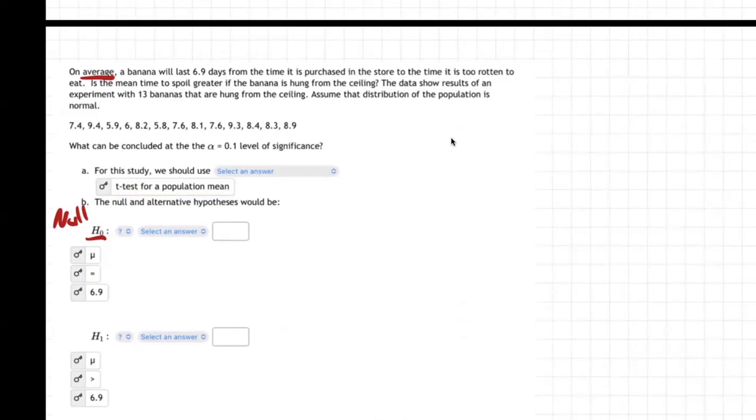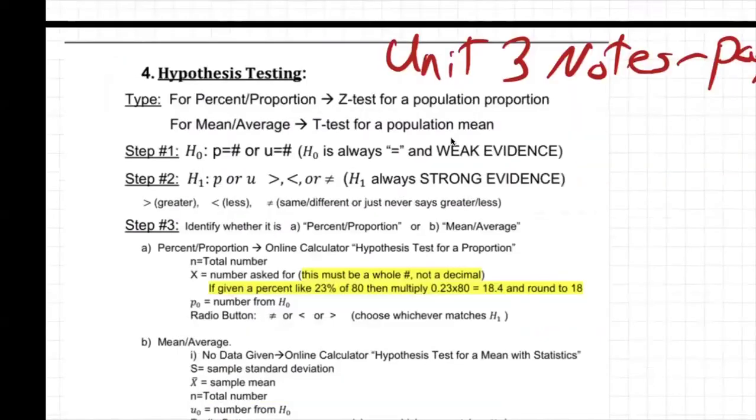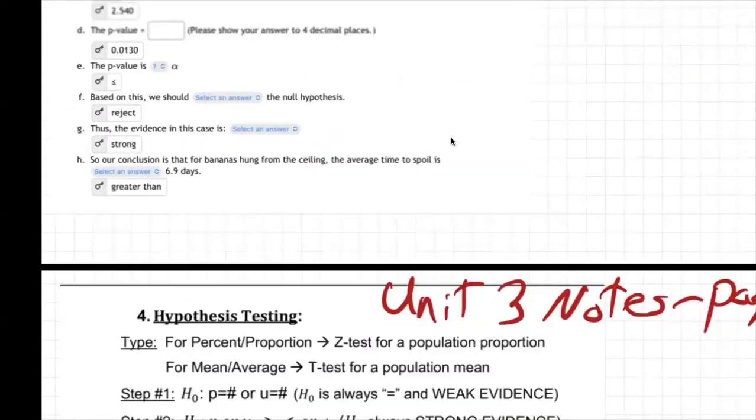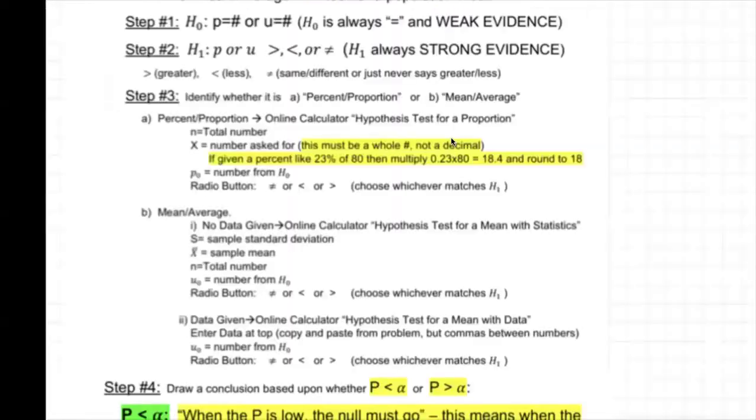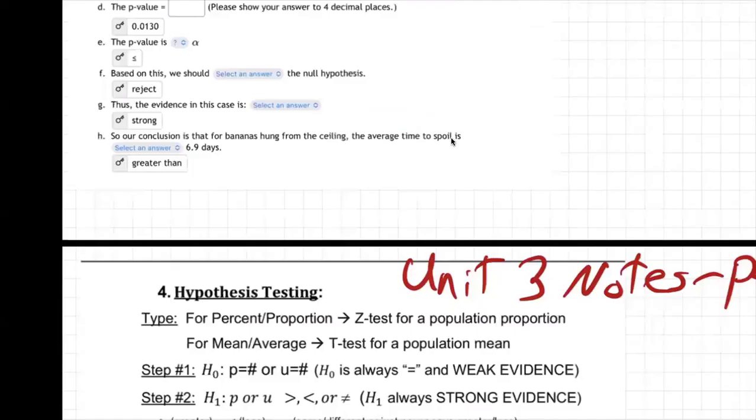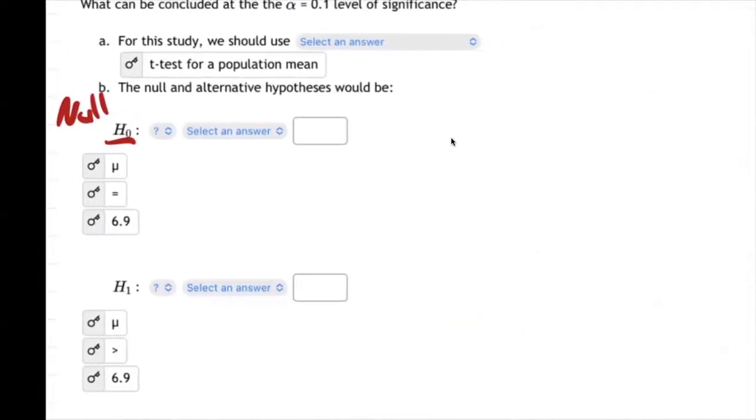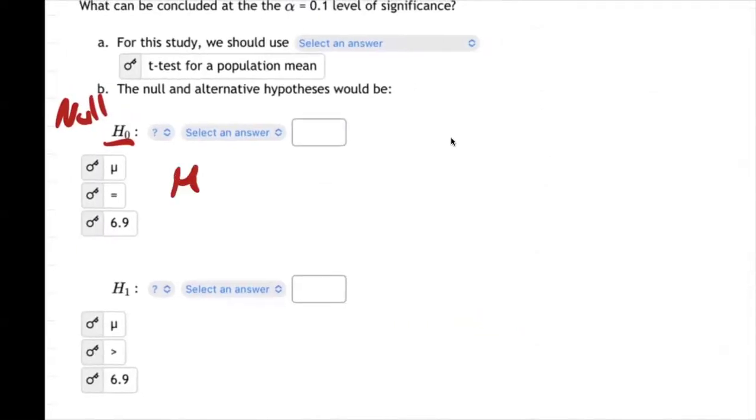So the null hypothesis, as it says in the notes, H0 is always equal. Notice, is it going to be p or mu? Well, not p, it's not a percentage question. It's mu, and that's the Greek m. Looks like a u. It's the Greek m. So this is going to be mu equals. H0 is always equals.